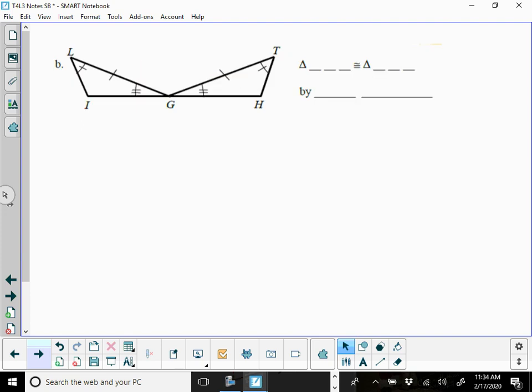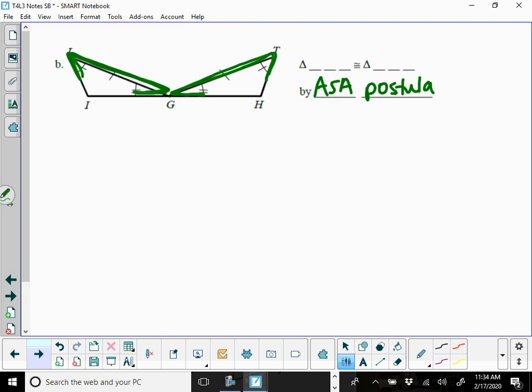All right, so moving to letter B. Again, I can see right here that I have angle, side, angle. Okay, so I have two angles and the side between them, and I have the same thing here. So we do know that it's going to be angle, side, angle. Okay, so what I need to do now is label my triangles correctly. If I look at my left triangle, if I start with L and go to G, and then I would be the third letter. Same way if I start with T, I'm going to go to G, and then H would be my third letter.